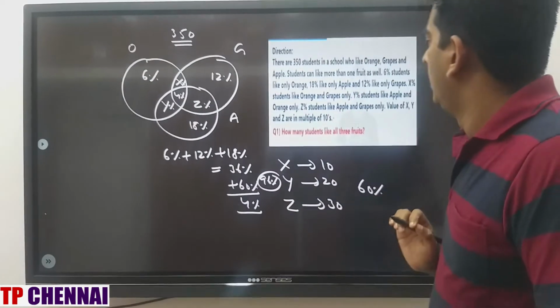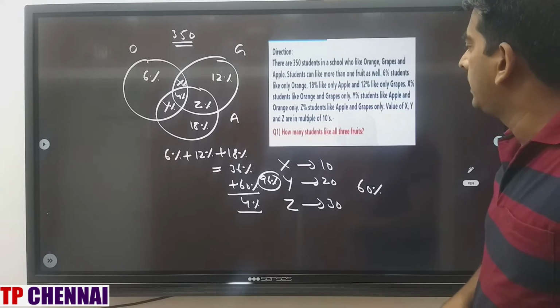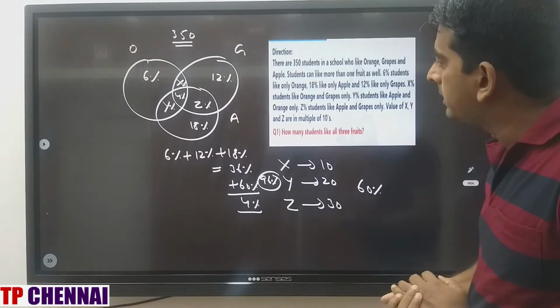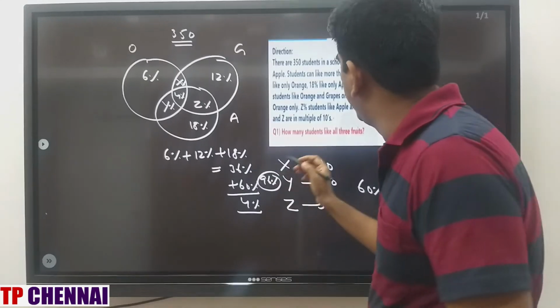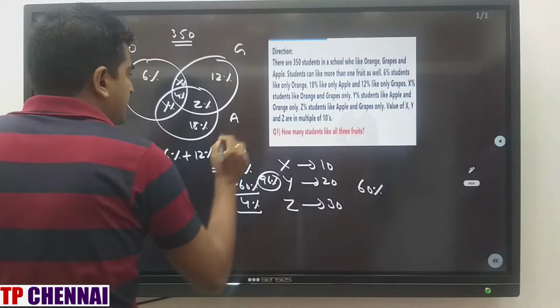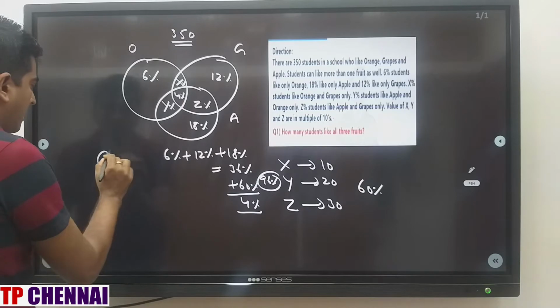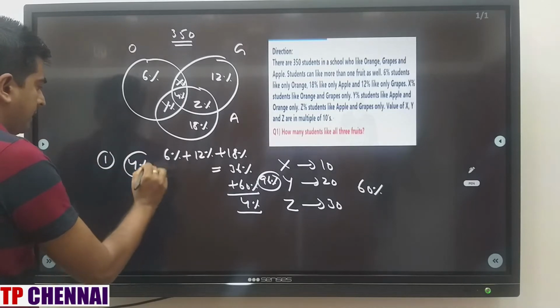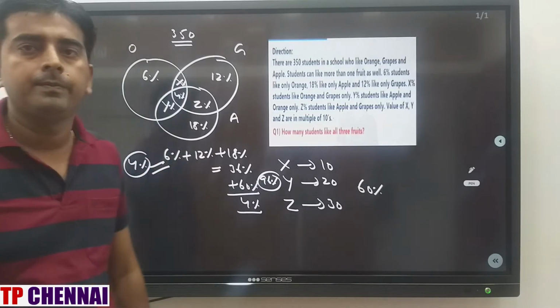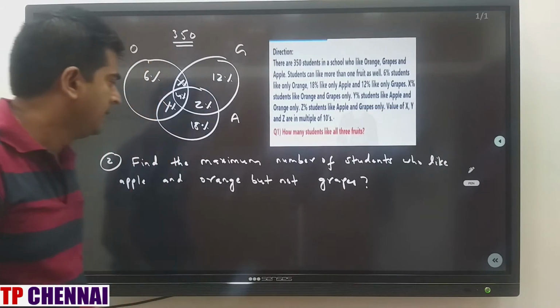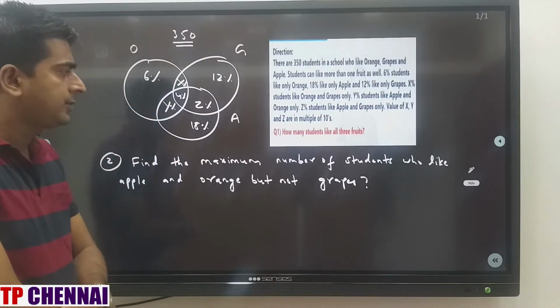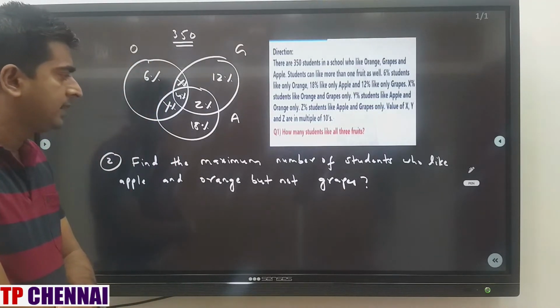Now the first question: how many students like all three fruits? All three fruits is nothing but 4% only. My answer for the first question is 4%. Now this is the second question. What is the maximum number of students who like apple and orange but not grapes?